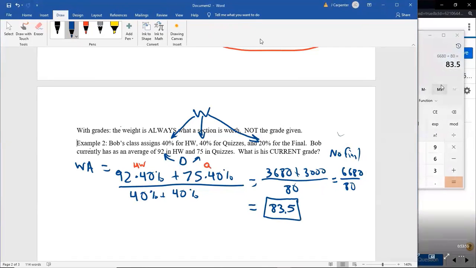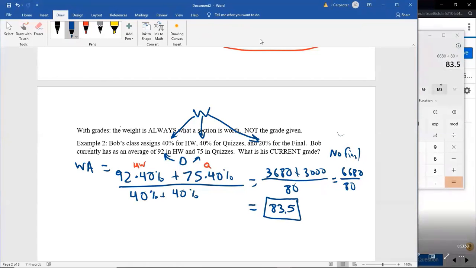It does not account for the final exam because we have not had the final exam. Well, it would just give us a 0 because it hasn't happened yet. That's going to tell you that your weighted average is significantly lower, because then you would have that 20% in the bottom that you're dividing by, and it would make your average smaller.